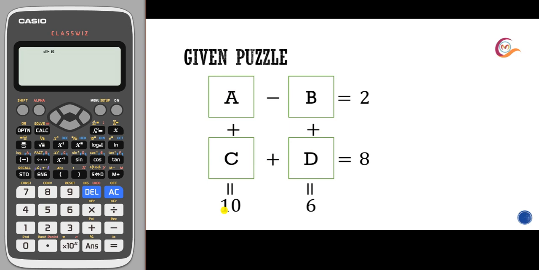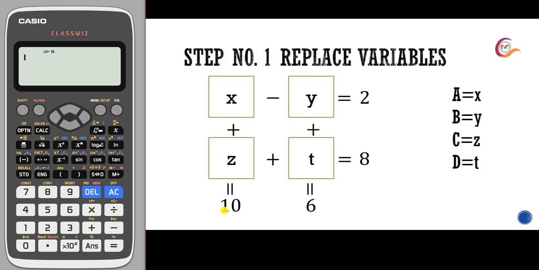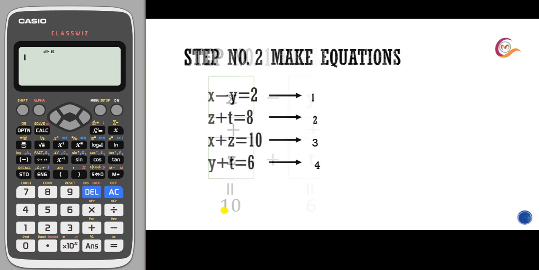And first of all, we replace our variables with x, y, z, and t. And second step, we will make equations. You can do it in your mind to make equations. No need to write the equation in the copy. It's up to you.